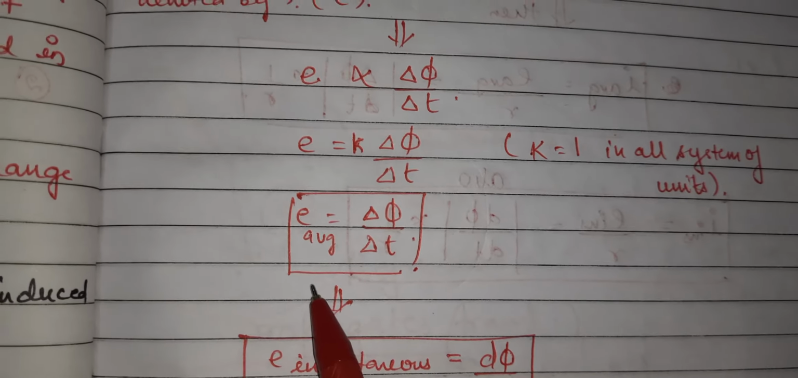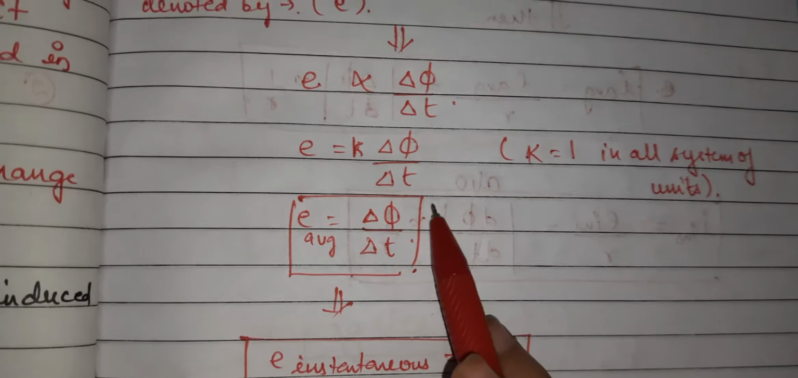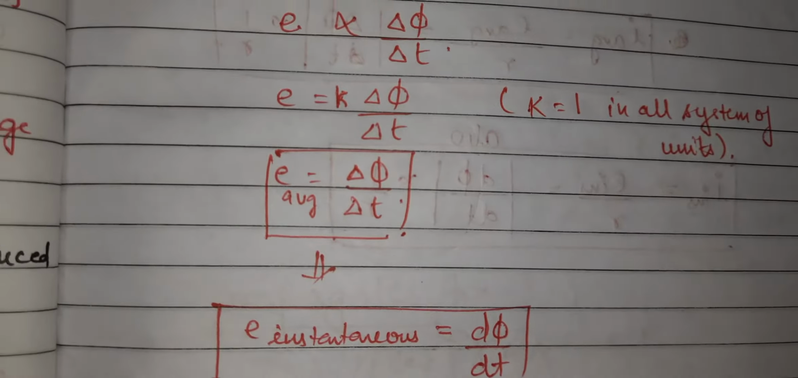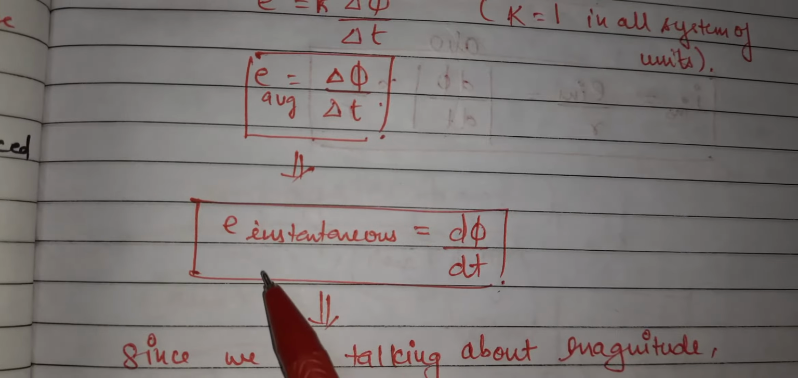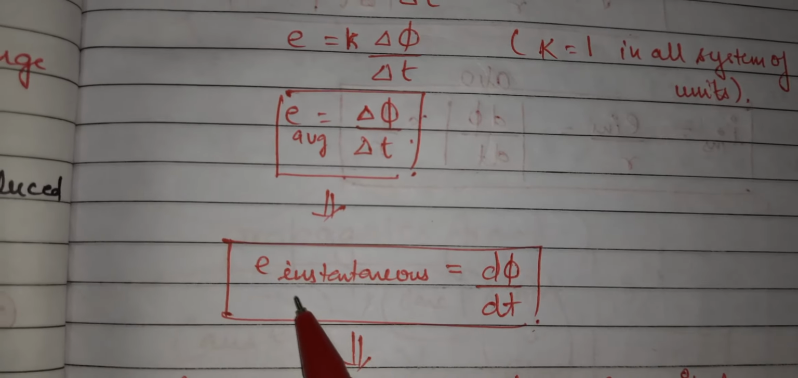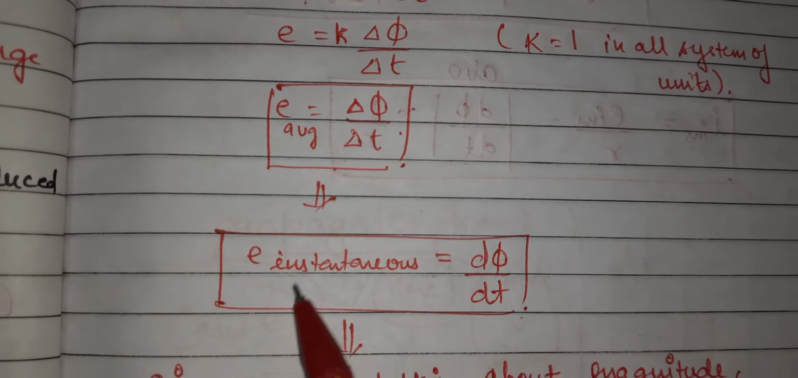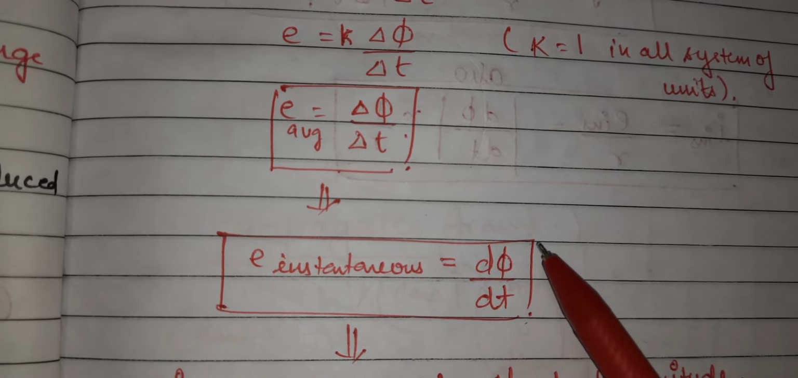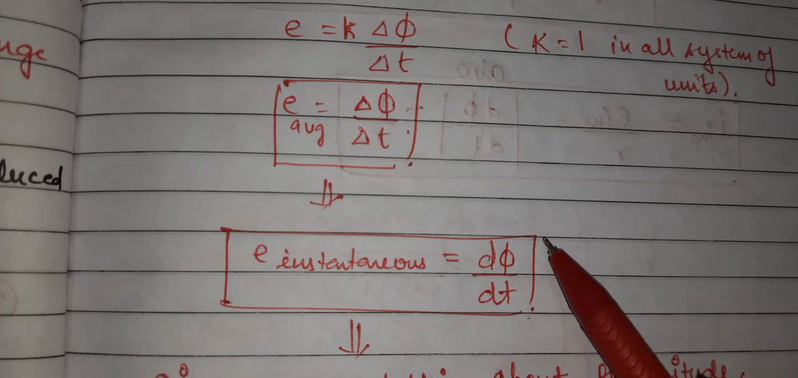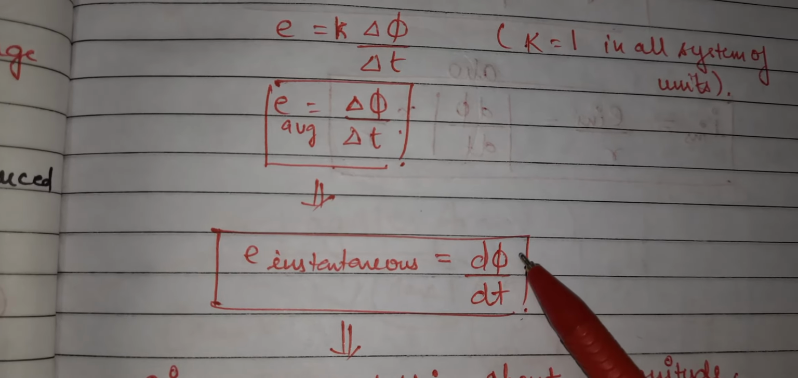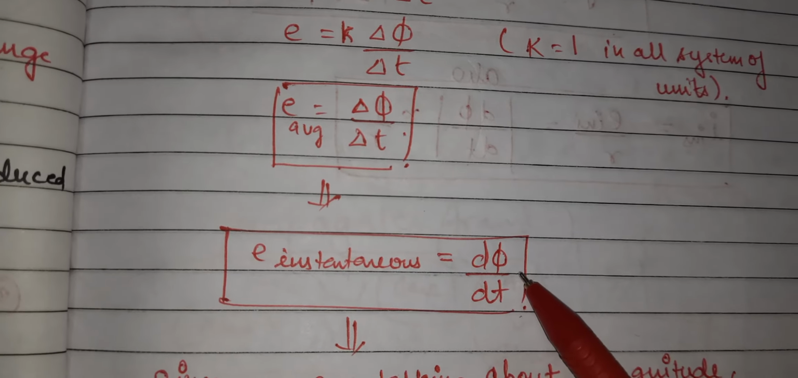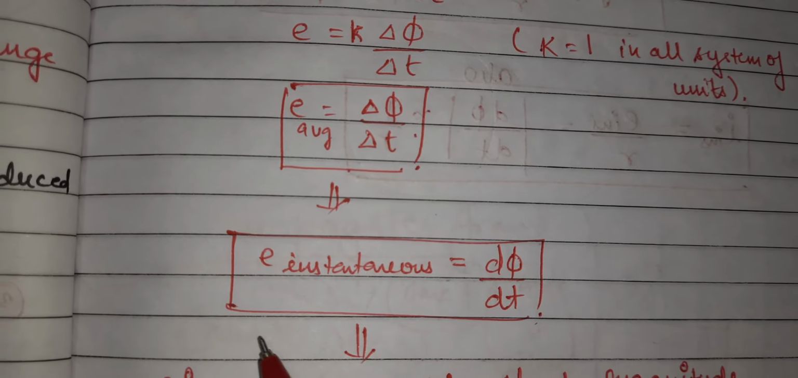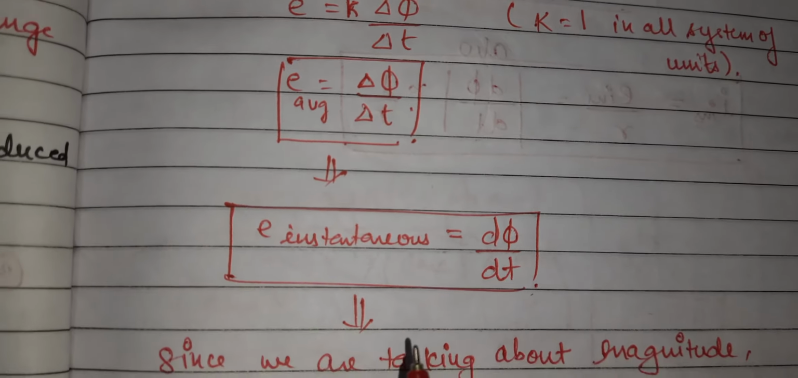E average, the EMF induced average value, will be equal to minus delta phi by delta t. And if I talk about the instantaneous value, meaning the EMF induced at any particular instant of time, that can be found with the differentiation, sorry, I should not have used derivation, differentiation of magnetic flux with respect to time. If you do this, you will get the EMF induced value at any instant of time.